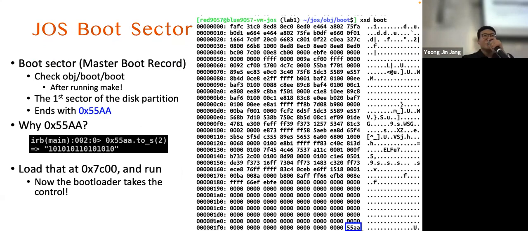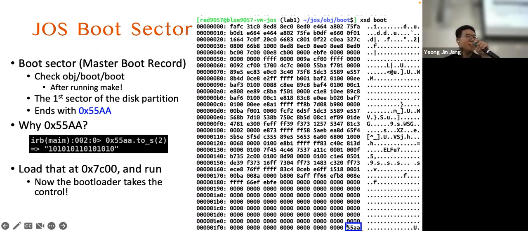You can actually take a look at what the boot sector looks like. If you run make in your JAWS directory, and then try to print out just the boot sector from the object boot binary program with the program XXD, it will show the binary data of the boot record in hexadecimal numbers. We can see all the boot sector contents here, and at the end we can see 55AA. That's the signature of the boot record.